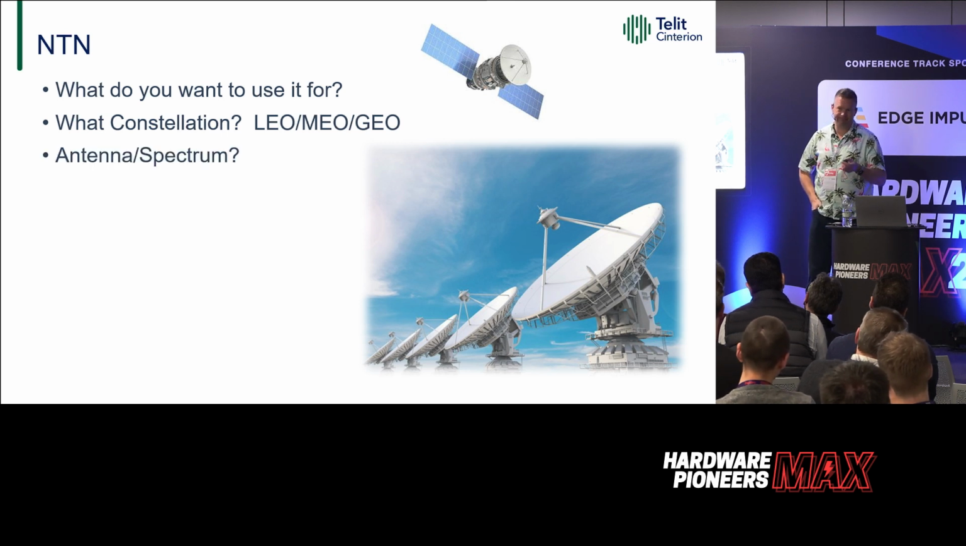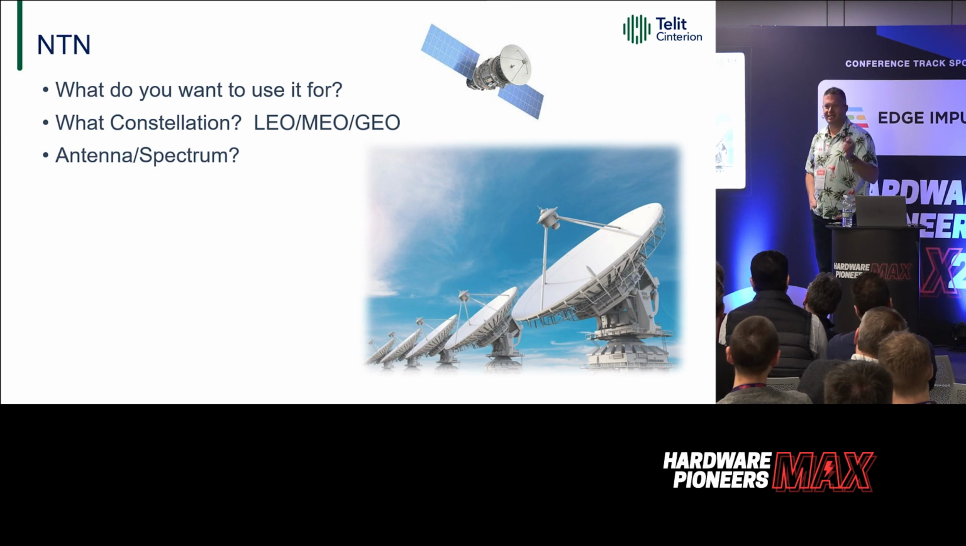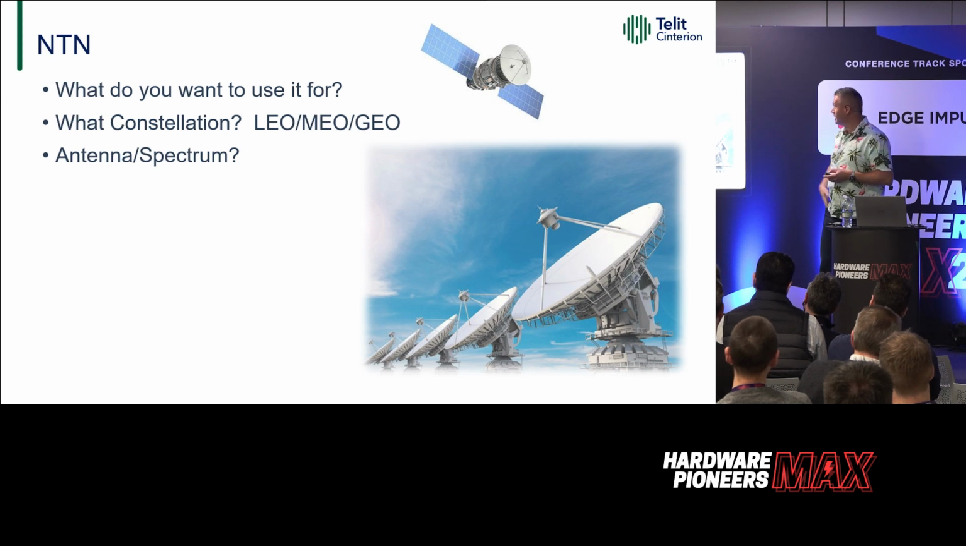Antenna and spectrum. So there's L band, there's S band, there's lots of different bands just to make the antenna guys happy. Hopefully you won't need an antenna like that because it kind of makes it not really IoT anymore. I'd love to sell you some, by the way. You know, I'm sure they're quite expensive. But yeah, antenna and spectrum is something to worry about.